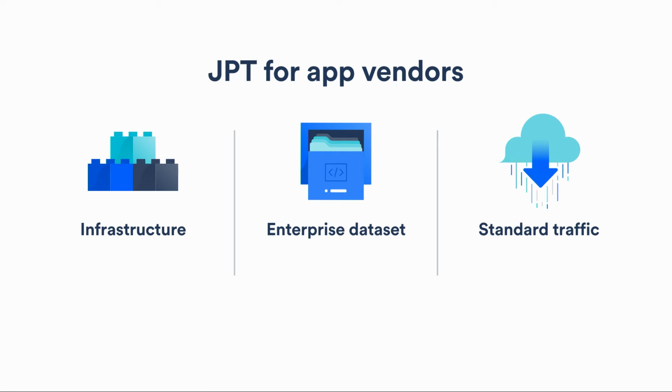We also plan to release JPT to app vendors. We believe it will help them gauge the performance impact of their app on Jira, and it will allow them to provide a better product for you. We plan to address their biggest pain points, like infrastructure provisioning, enterprise-scale data sets, and a reference traffic profile. And the main use case we want to support is the impact test. So how does Jira work with and without my app?